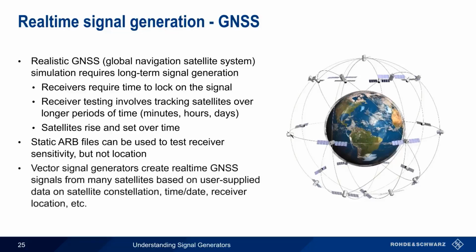A vector signal generator can, however, generate realistic signals and simulate a GNSS constellation over long periods of time by using user-supplied data regarding the satellite constellation, current time and date, receiver location, etc.